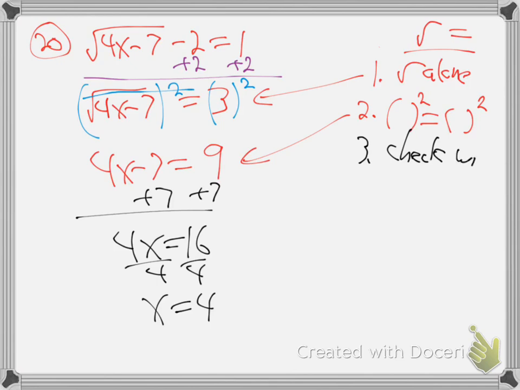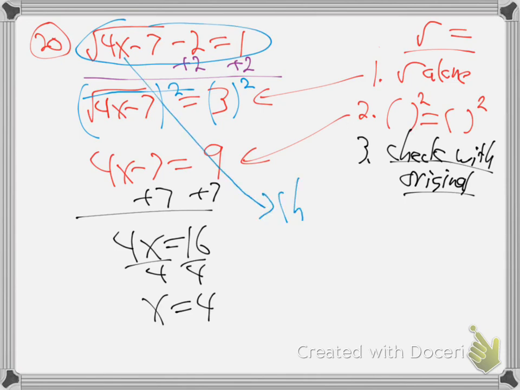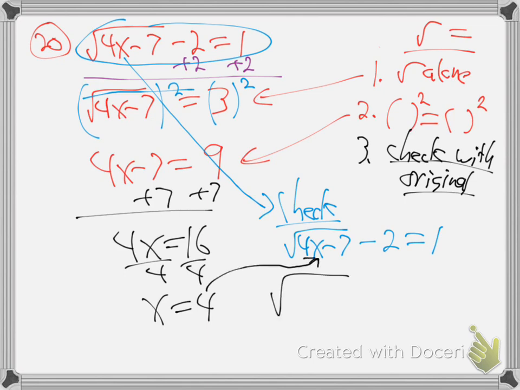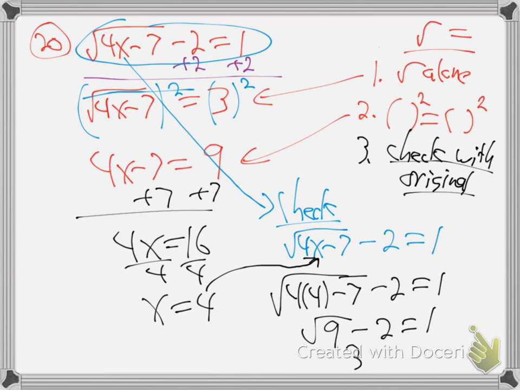Step 3 is you must check. So how do you check? Check with the original. You got to go back to the first step. So grab that first step right here. I'm going to check it. So I've got the square root of 4x minus 7 minus 2 is 1. Put in the 4, the answer you got right there. See if it works. 4 times 4 minus 7 minus 2 is that 1. 16 minus 7 was that 9, minus 2. That's 3 minus 2 is 1. Yeah, that's true. So it's a good answer. 4 is the real answer.